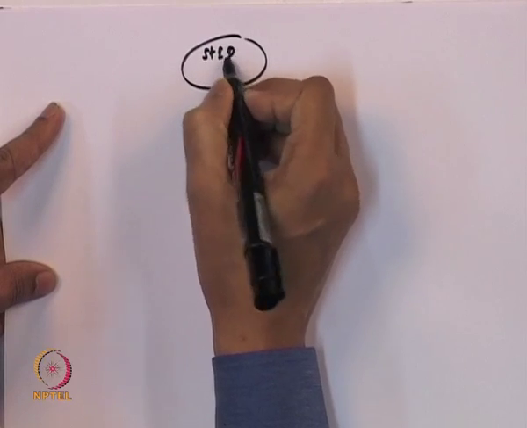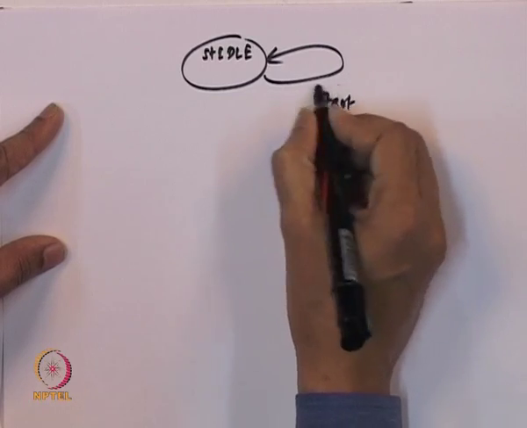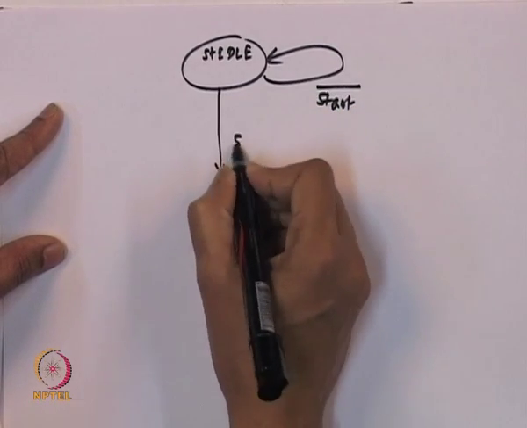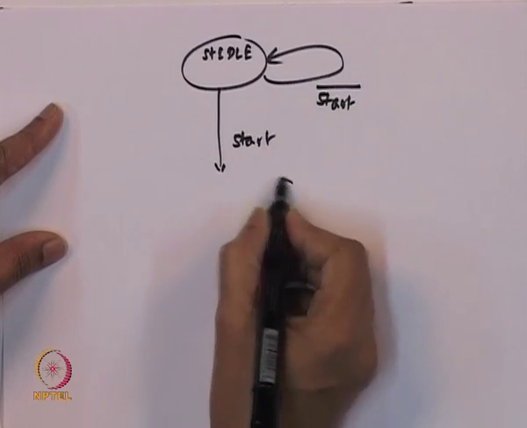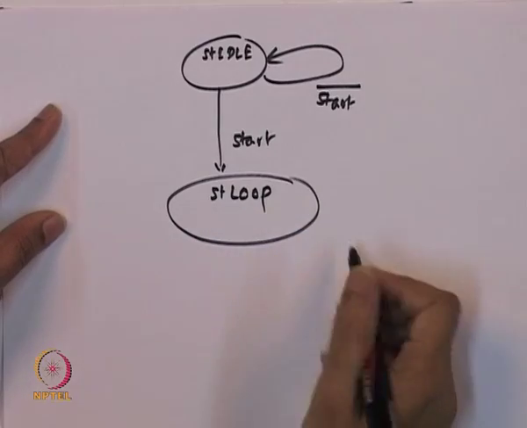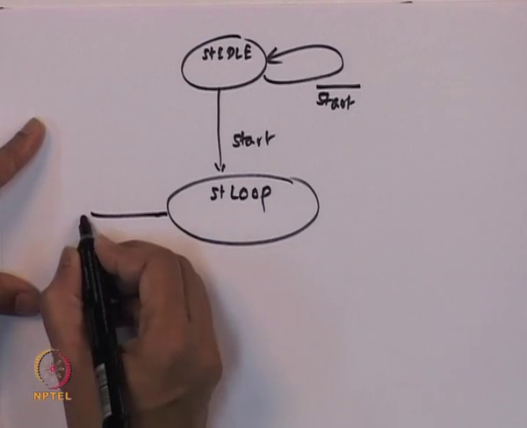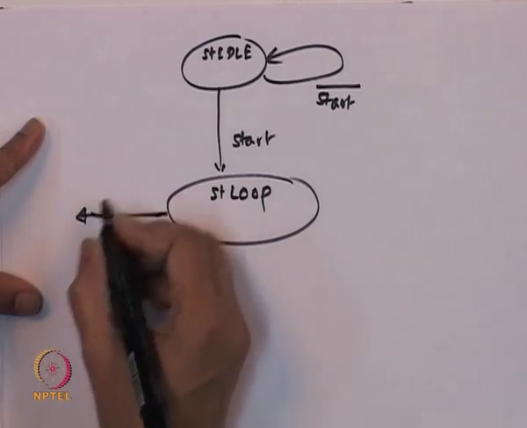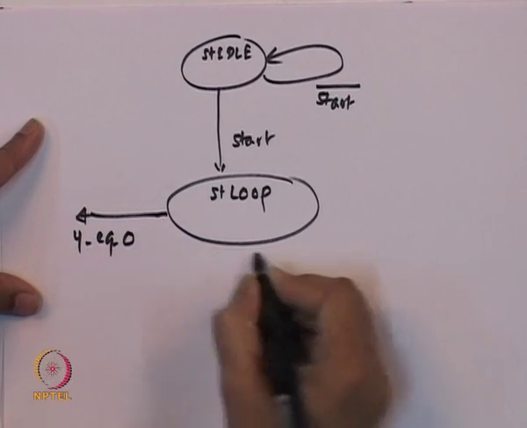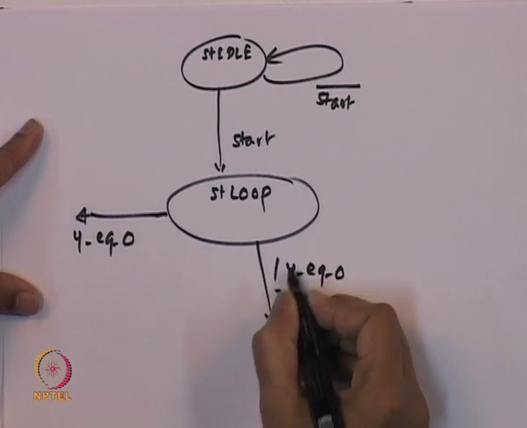Let us see what exactly happens in the state loop. So this is the state idle. The system controller stays here as long as start is 0. When start is found to be asserted, the system moves to a state called state loop, an arbitrary name that we have given to it. In this state, again, first this controller would look at whether y is equal to 0 or y not equal to 0.